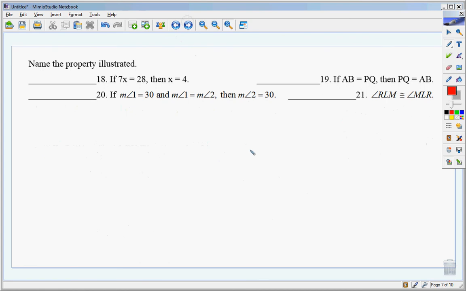Okay, name the property that's illustrated. To get from here to here, they had to divide both sides by 7. This is the division property of equality. If AP equals PQ, then PQ equals AB. Notice these actually switch sides.